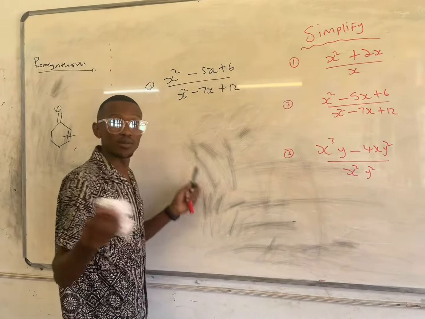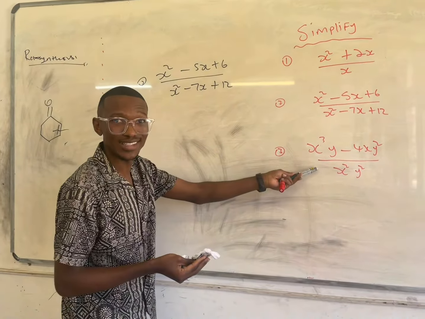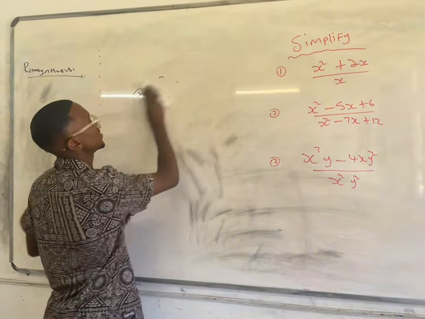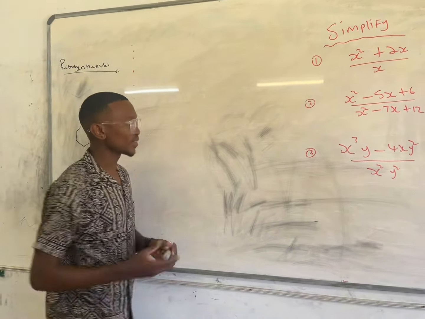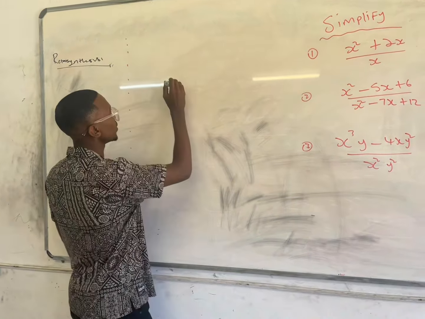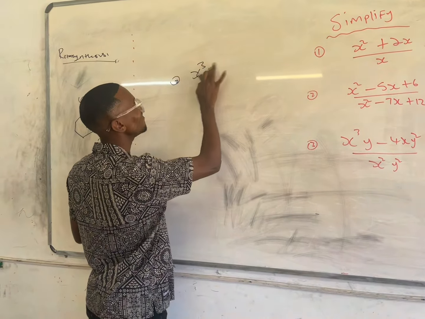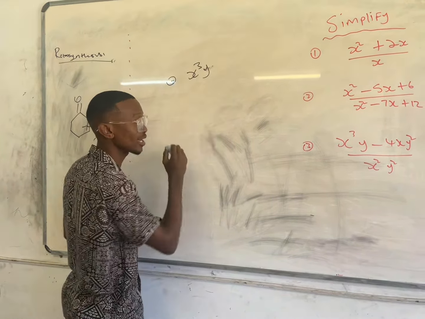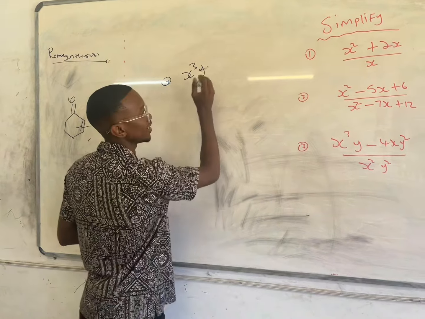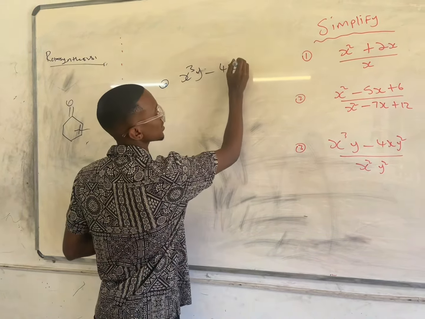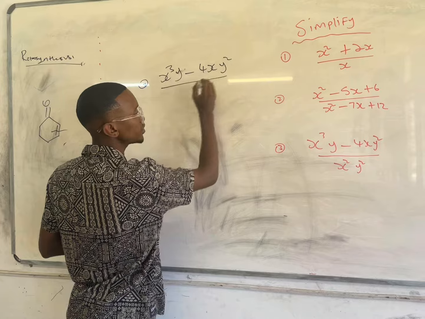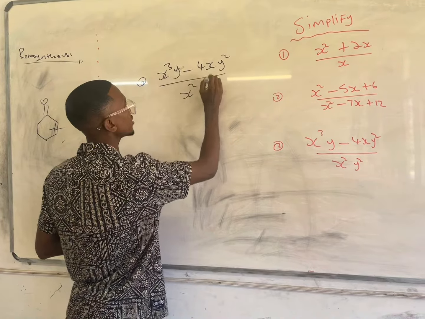Some people thought maybe I'm gone. No, there's still this one that is left. Okay, guys, let's do this one. So the last one is given by x cubed y, minus 4xy squared, all divided by x squared y squared.